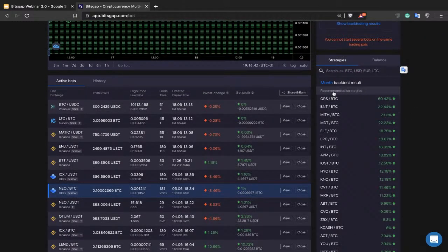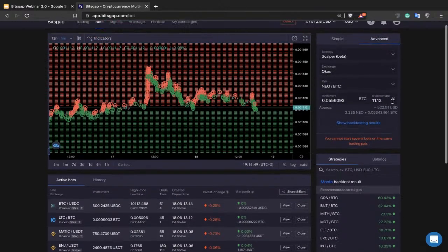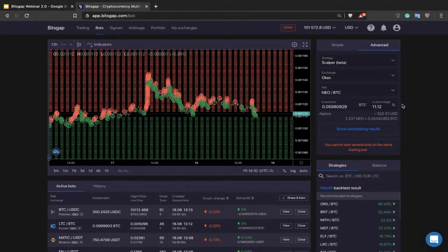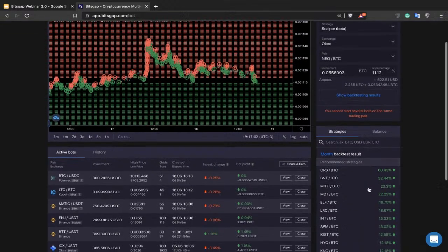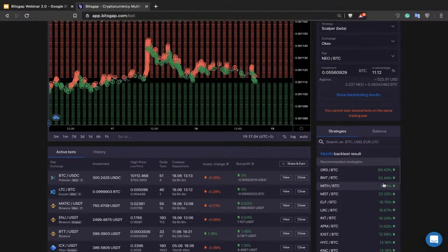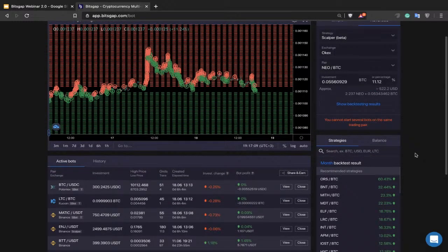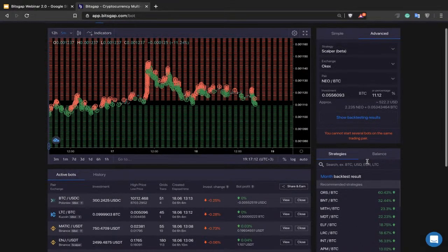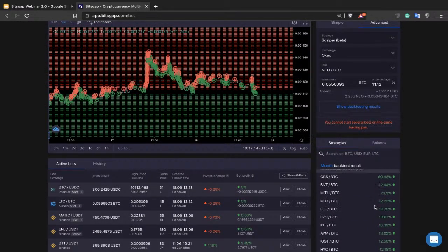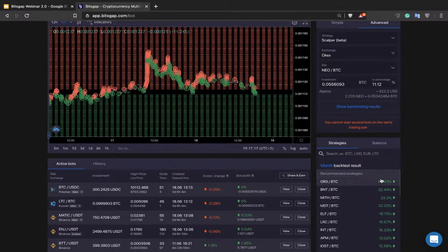And the first that pops out is recommended strategies. These are all of the cryptocurrency pairs that are currently based on the backtesting results, based on the monthly, as you can see here, based on monthly performance. We have top cryptocurrencies which offer to us best returns based on past results. And you can use these recommended strategies as a source of trade ideas.